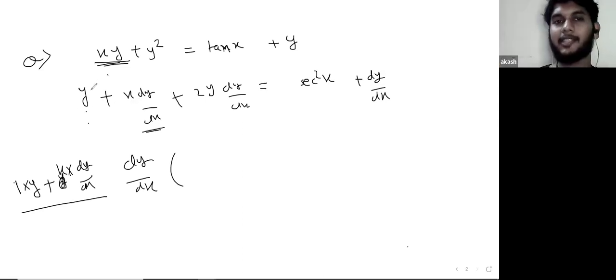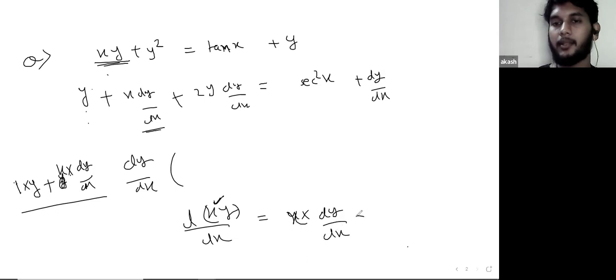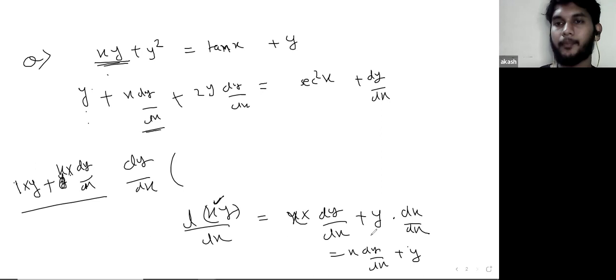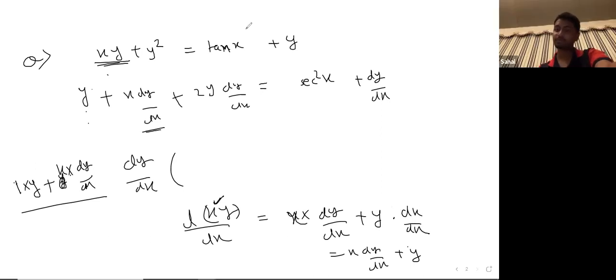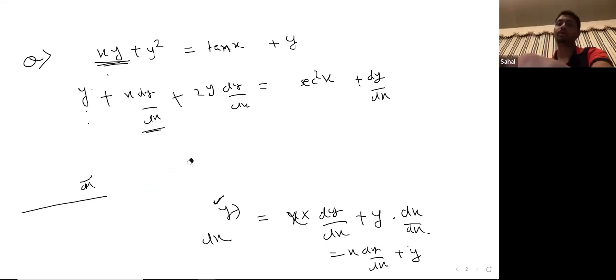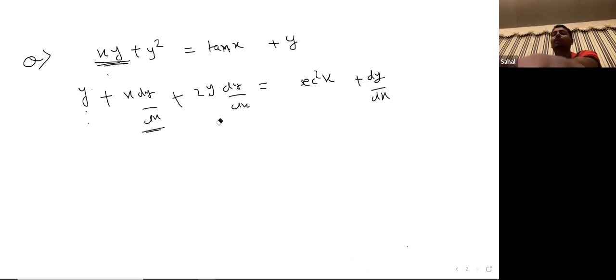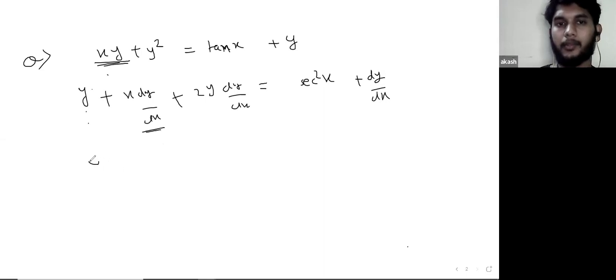No, this is y into dx by dx, because you have the differentiation of xy. Let's take this as u, so u into v: x into dy by dx plus y into dx by dx. So x dy by dx plus y. You took y before, and I took x plus x dy by dx on the first one. I got confused, so this is all right.